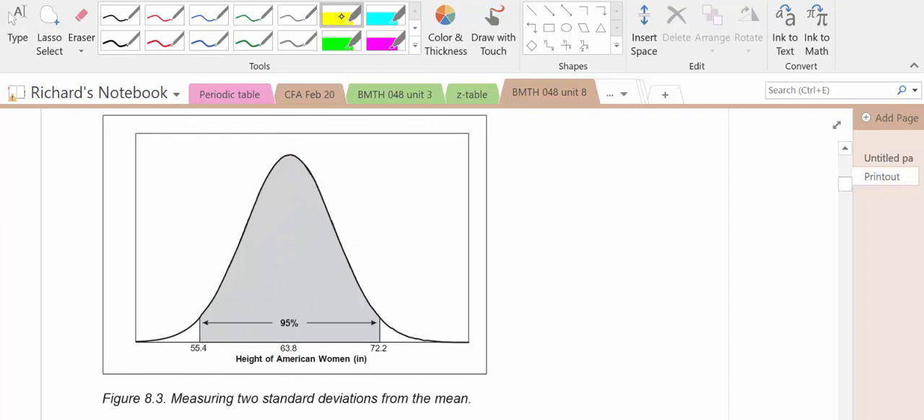Now, if we go out 2 standard deviations from the mean, again, here's the mean, you've got 95% of the data collected between 2 standard deviations below the mean and 2 standard deviations above the mean. Well, half of 95 is 47.5. So that means that 47.5% of the data lies between the mean and 2 standard deviations above the mean, and 47.5% of the data lies between the mean and 2 standard deviations below the mean.